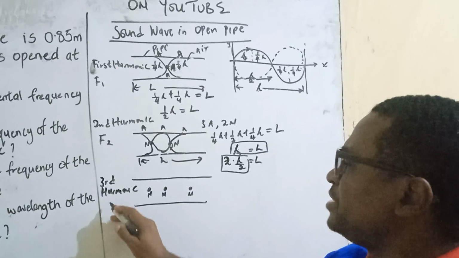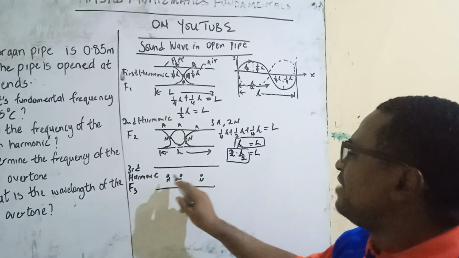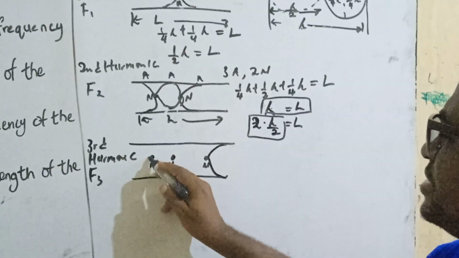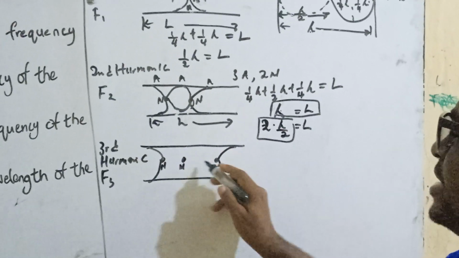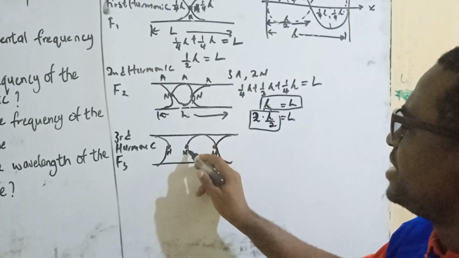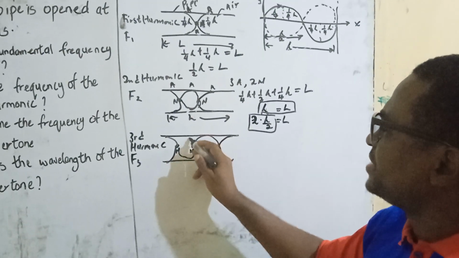In this third harmonic, I will write F3. We are having 3 nodes. So the wave will be like this on each end here. And here, the wave will be in this format. Here too, it will be in this format.